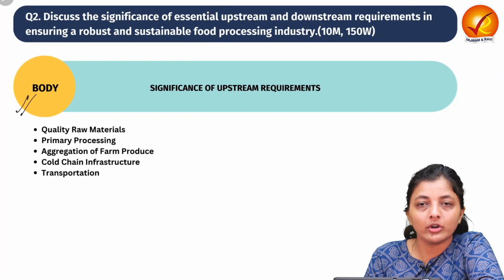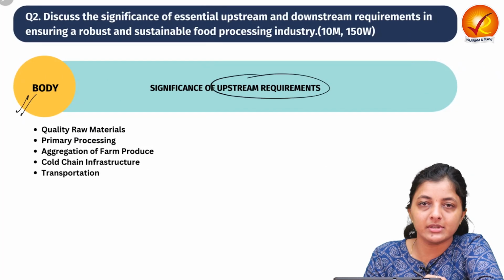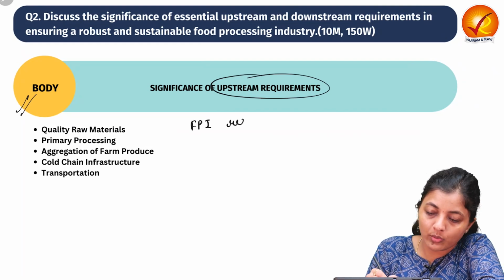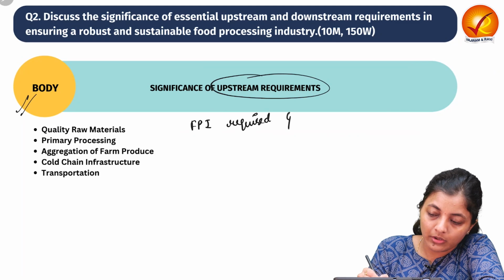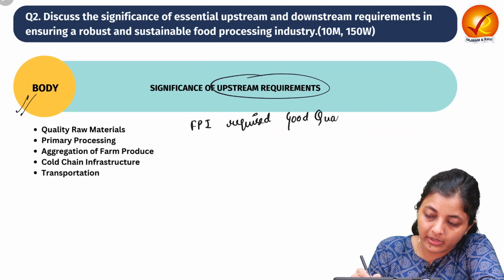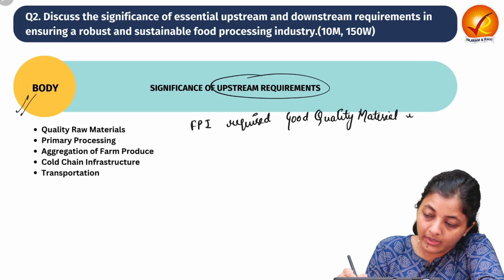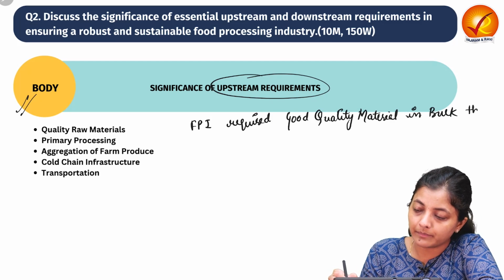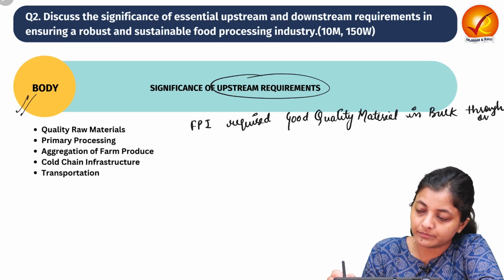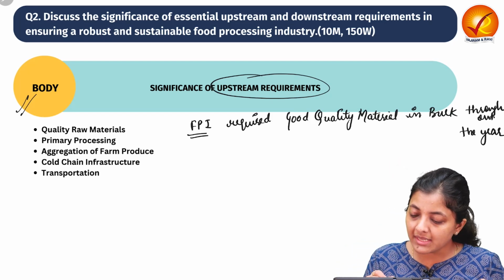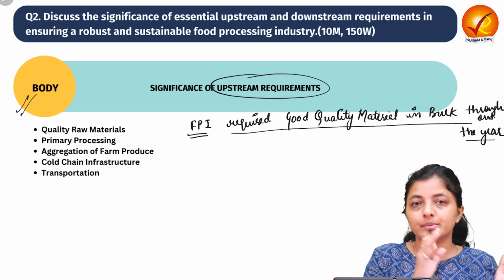Now let's move on to the body part, the significance of the upstream requirement. Now, the food processing industry requires good quality material in bulk throughout the year. This is the demand of the food processing industry. So from this line itself we can get all the upstream requirements.